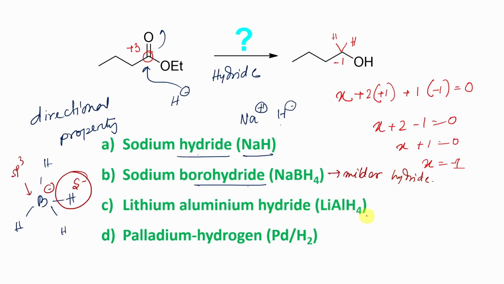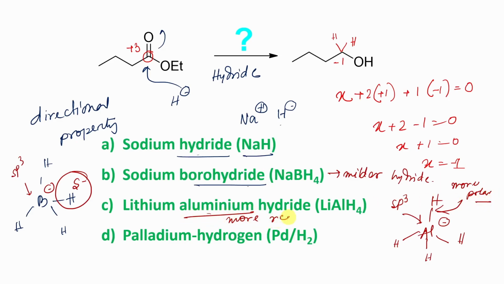Next, lithium aluminum hydride. Students, this is very unique. It has a similar tetrahedral structure, with aluminum tetrahedrally surrounded by 4 hydrogens, and the formal negative charge is on aluminum, also sp3 hybridized. But it has a unique thing: the difference of electronegativity between aluminum and hydrogen is more compared to boron and hydrogen. So this hydride is more polar, and you can say it is a more reactive hydride.